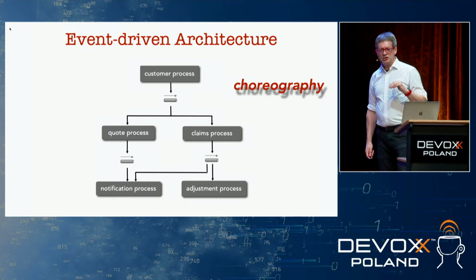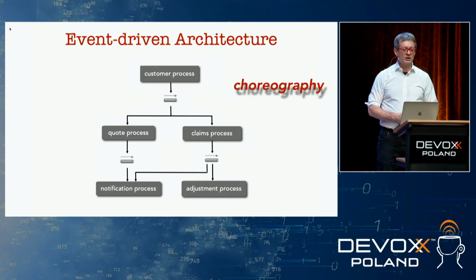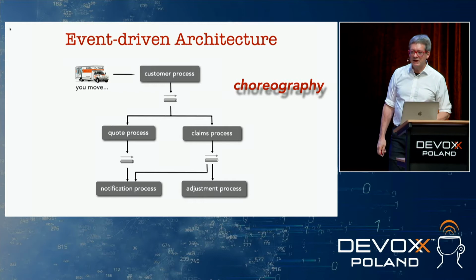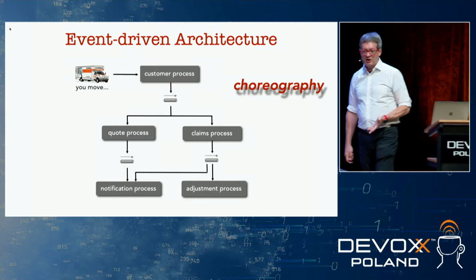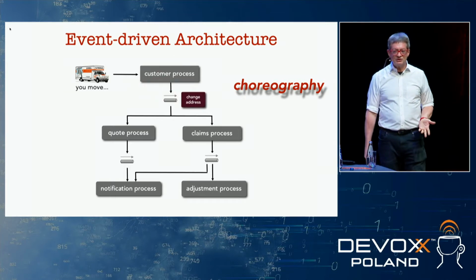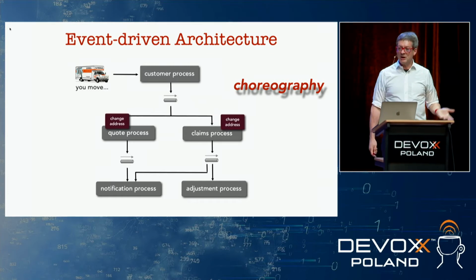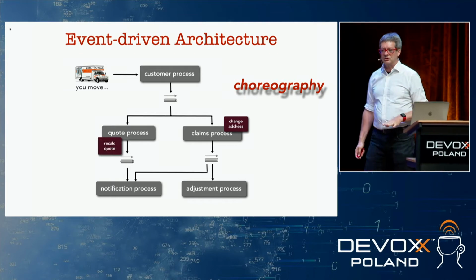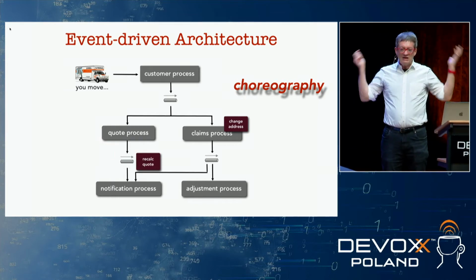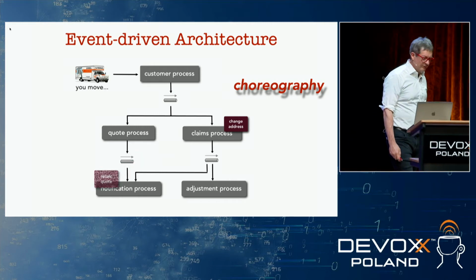Choreography is the description for the workflow in this kind of broker architecture, where let's say that the initiating event is you move. I'm moving, changing address. So that message goes to the customer processor, which processes it, and then posts a message to a message queue that says, hey, is anyone interested in a change of address? Turns out both quote and claims are interested in a change of address, and so quote will pick that up and update its internal quote, and then post a message to, hey, is anyone interested in notification? Notification will pick that up and do a notification for our customer.